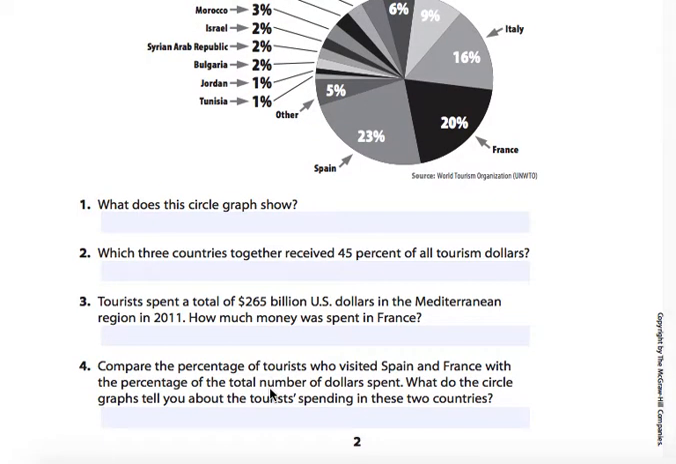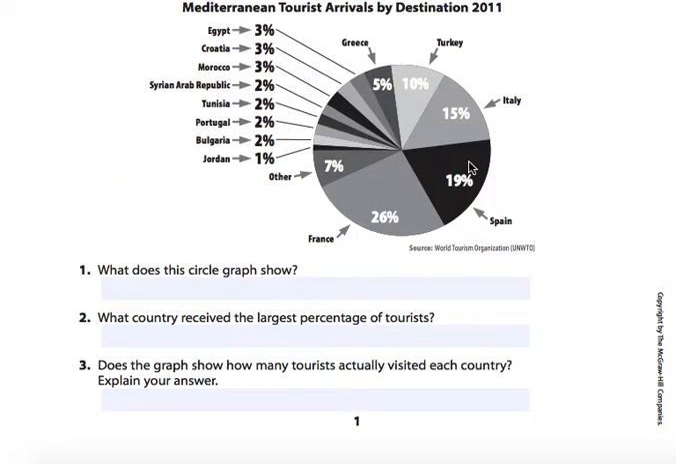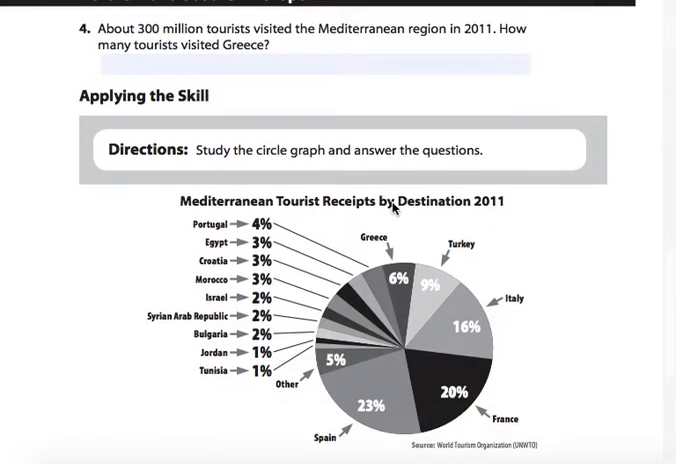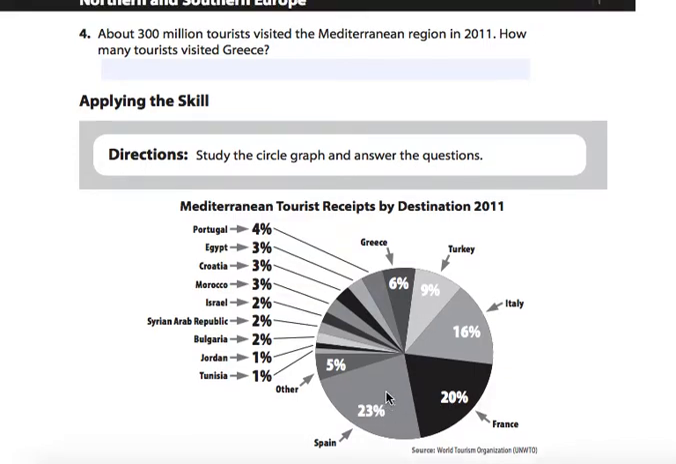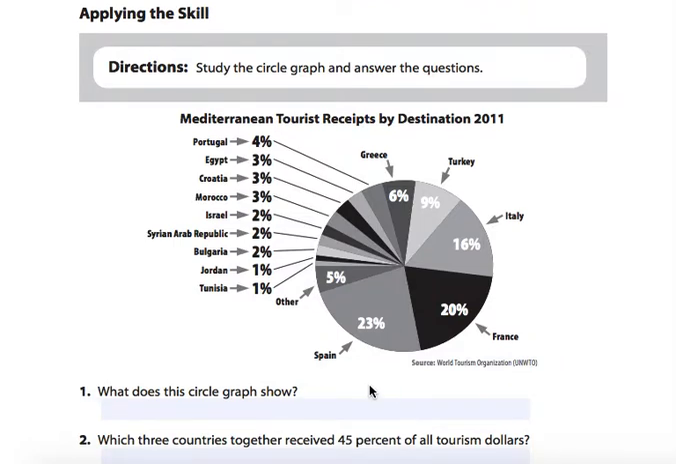And number 4, compare the percentage of tourists who visited Spain and France with the percentage of total dollars spent. What do the circle graphs tell you about the tourist spending in these countries? Well, Spain was at 23% in terms of dollars spent, but Spain's overall tourism was slightly lower. France was at 26% in overall travel, and there was a lower amount of money being spent. So fewer tourists spent more money in Spain. If Spain's number grows with a smaller number of tourists, so we went from 19 to 23, that means that fewer people traveled there, but when they traveled there, they actually spent more money.